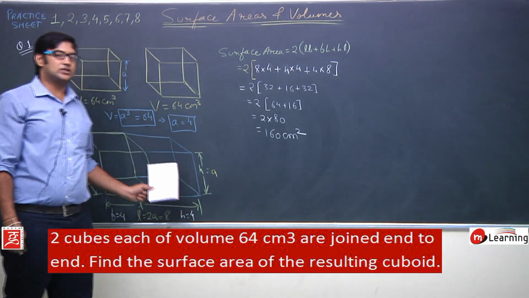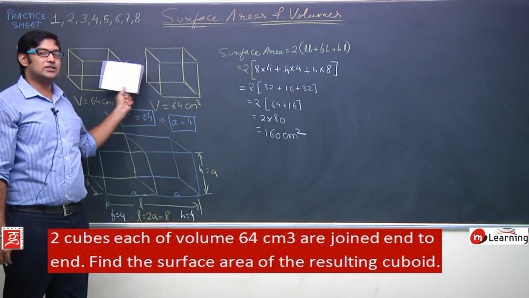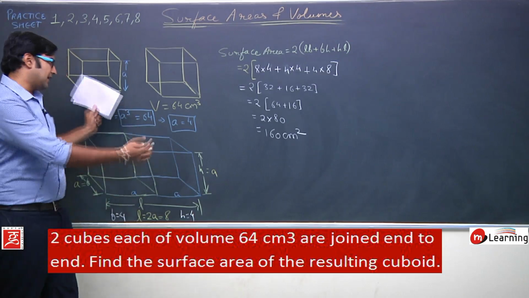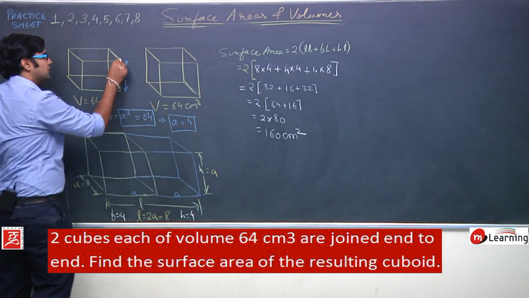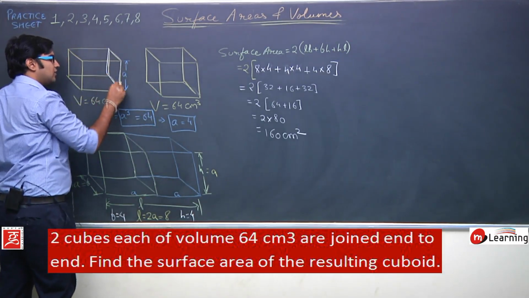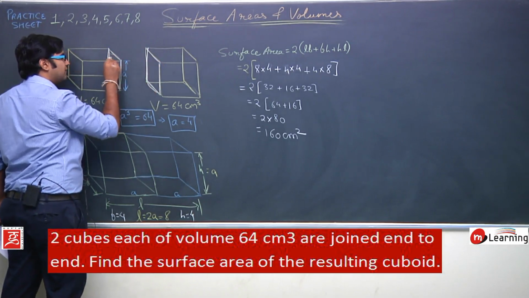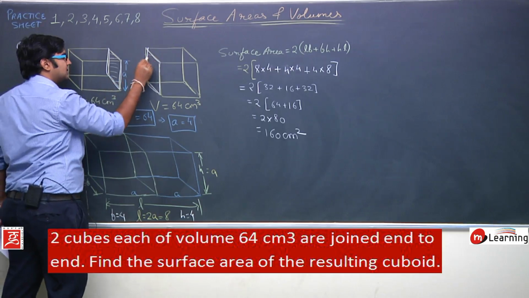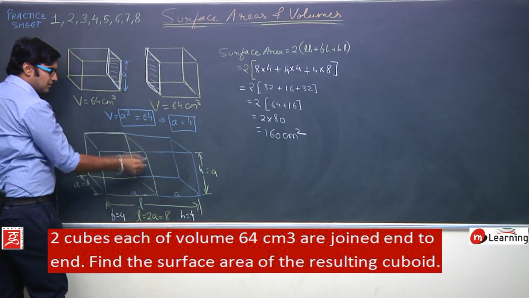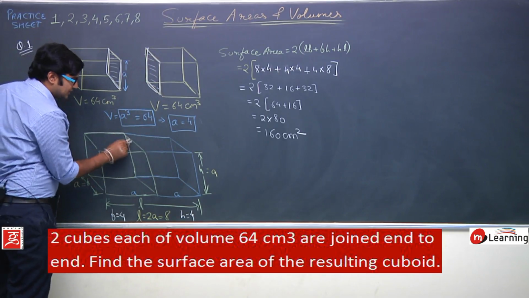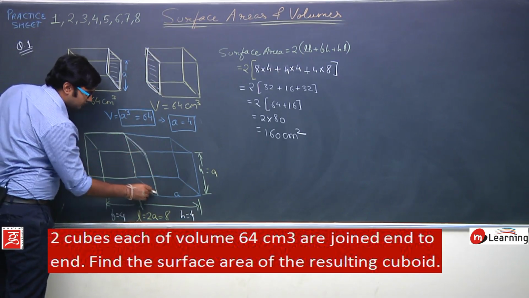And see how this cuboid is formed. It is formed by joining the two cubes end to end. This is one end of this cube, and this is the end of the second cube. If I join these two faces, it will become a cuboid. So you can see this is the common face of this cuboid.